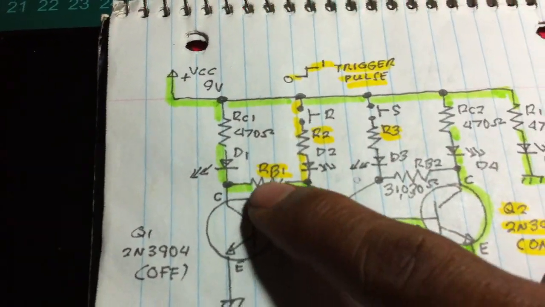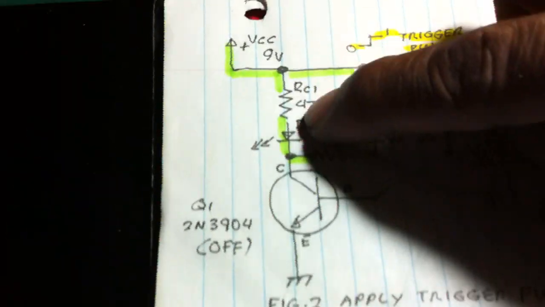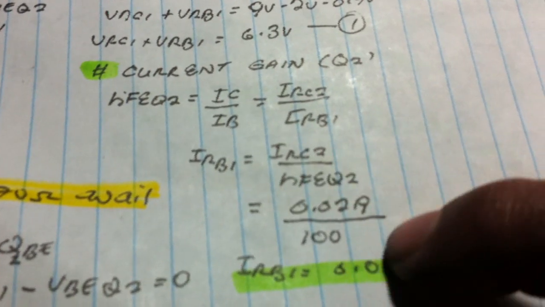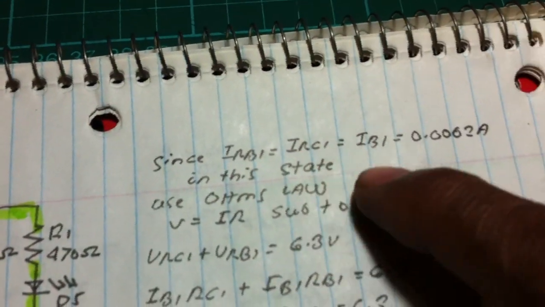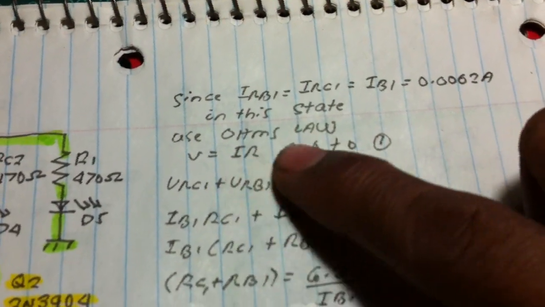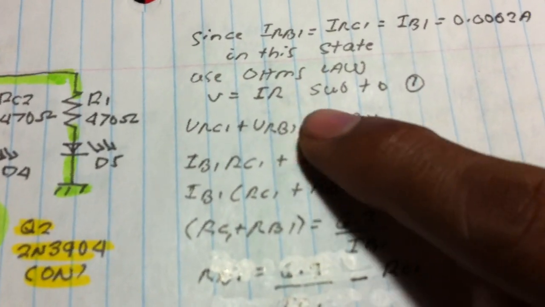To compute for the current at the RB1, we're going to use the transistor current gain, HFE equals IC over IB, since our IC here is IRC1 and IB is IRB1. Using 100 as HFE, we have current at RB1 0.0002 ampere in this input side. Since IC1 is equal to IB1, we get 0.002 ampere in this state. Using Ohm's law, substitute the IR. Since they are in series, current here is equal to the current to the RB1, same current. Substitution, we got now here, since we know all the values, 31,030, the same as the RB2. Same computation.